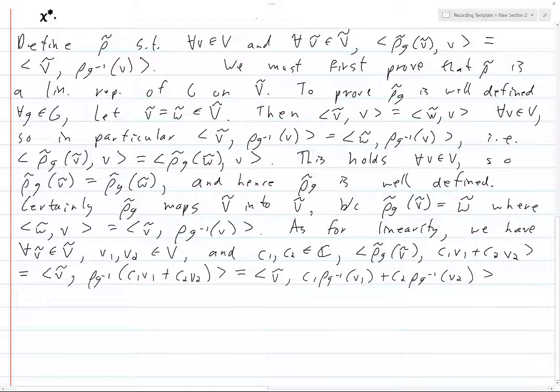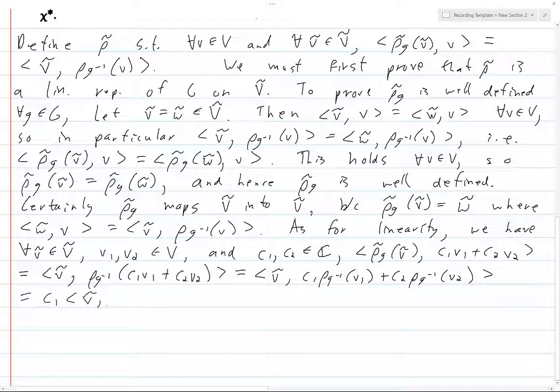And then, we know that v tilde is the dual vector space, and so it's the vector space of linear functionals on V. Linear functions on V, which are linear functionals. But anyways, so they're linear. So v tilde, we can break this up. So this becomes v tilde of c1 rho g inverse v1. But not only that, we can bring these constants outside as well. So this becomes c1 v tilde rho g inverse v1 plus c2 v tilde rho g inverse v2.